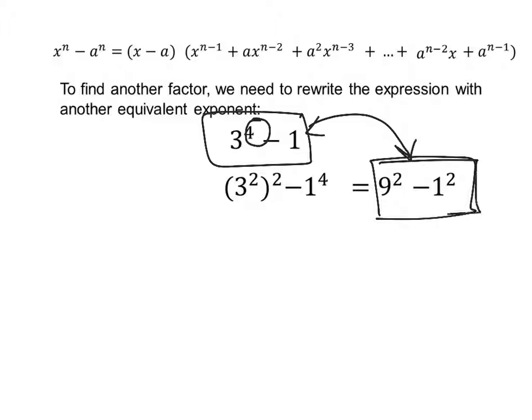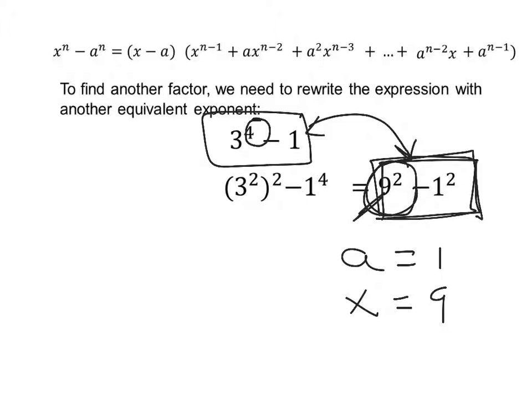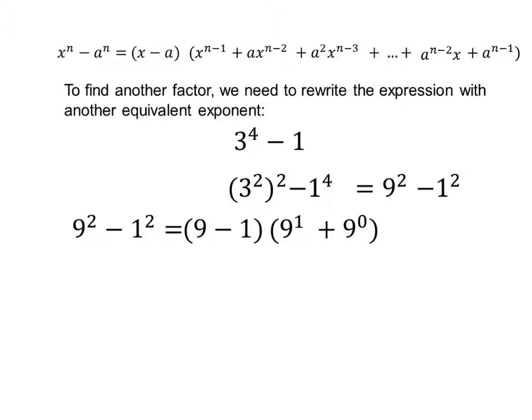We're going to apply the formula to this now. Our new a is 1, still 1. Our new x is now 9, not 3 anymore, because this is what we're going to be working with. Our x is 9, our a is 1. So that's the next question. So here we have it. So we have the a, this is our x minus a, and that's the x minus a right here. That's the first factor. Now, this is the second factor.